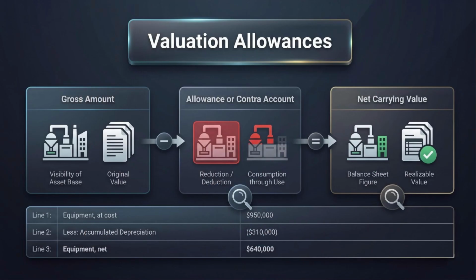Valuation allowances show carrying amount adjustments clearly. Instead of showing only one net amount, the statement or note can show the gross amount, the allowance or contra account, and the net carrying value. For example, equipment may be shown at cost, less accumulated depreciation, resulting in equipment net. This structure helps users understand both the original investment and the portion already consumed through use.